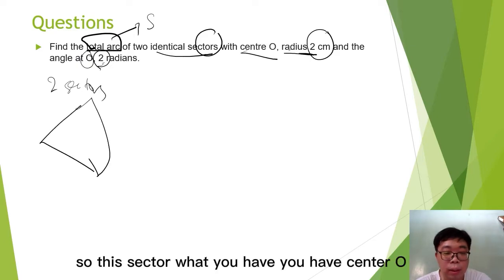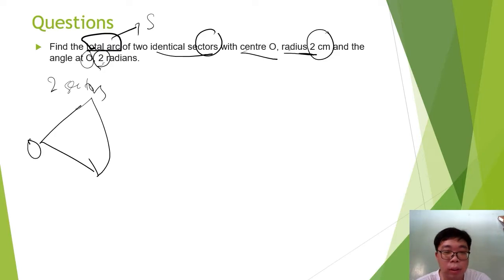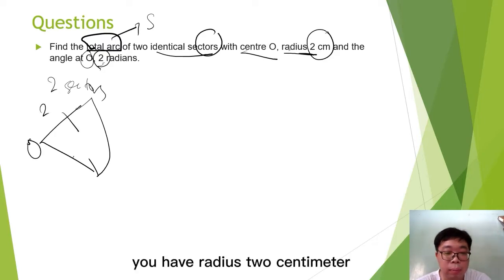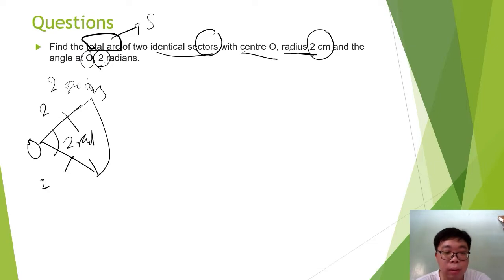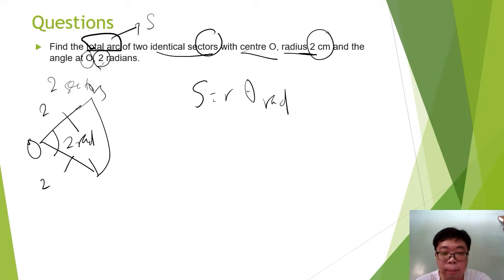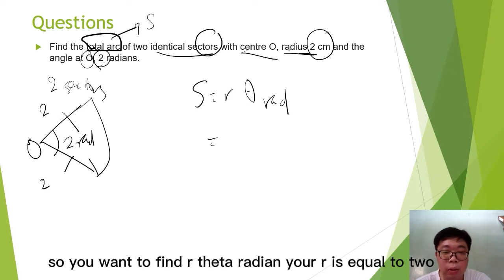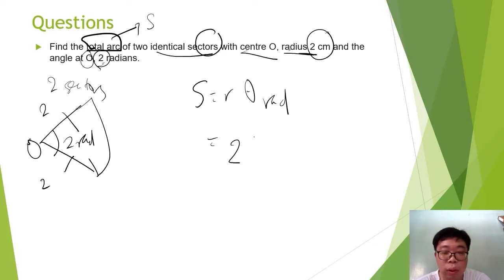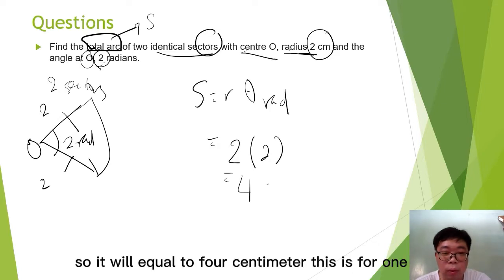So this sector, what you have: center O, radius 2 centimeter, then the angle is 2 radian. So as usual, S equal to R theta, radian. You want to find R theta. Your R is equal to 2, theta radian is 2. So you will get 4 centimeter.